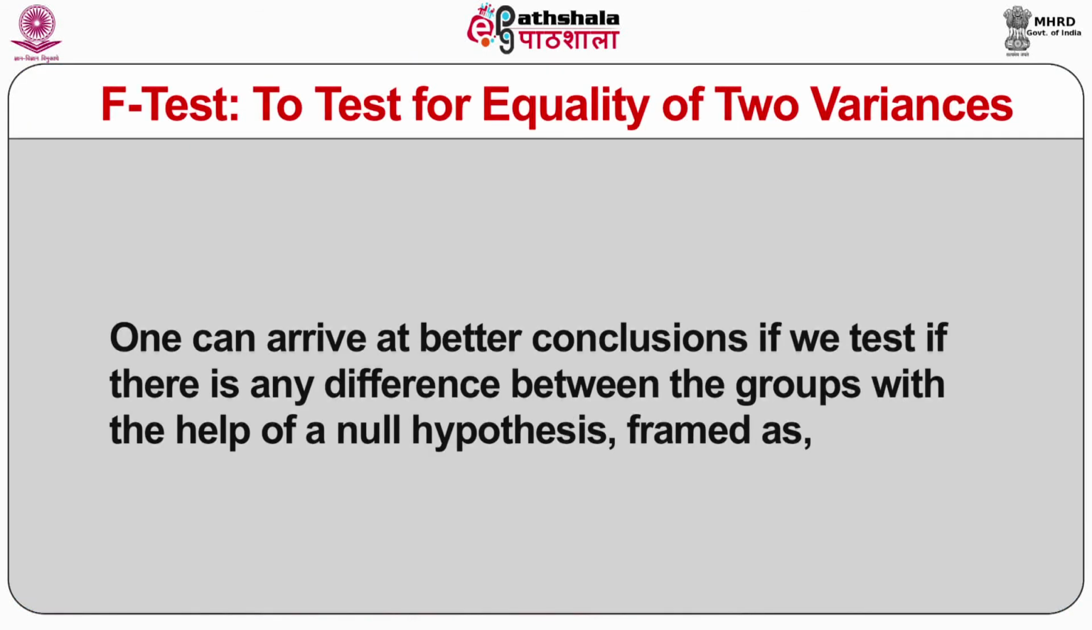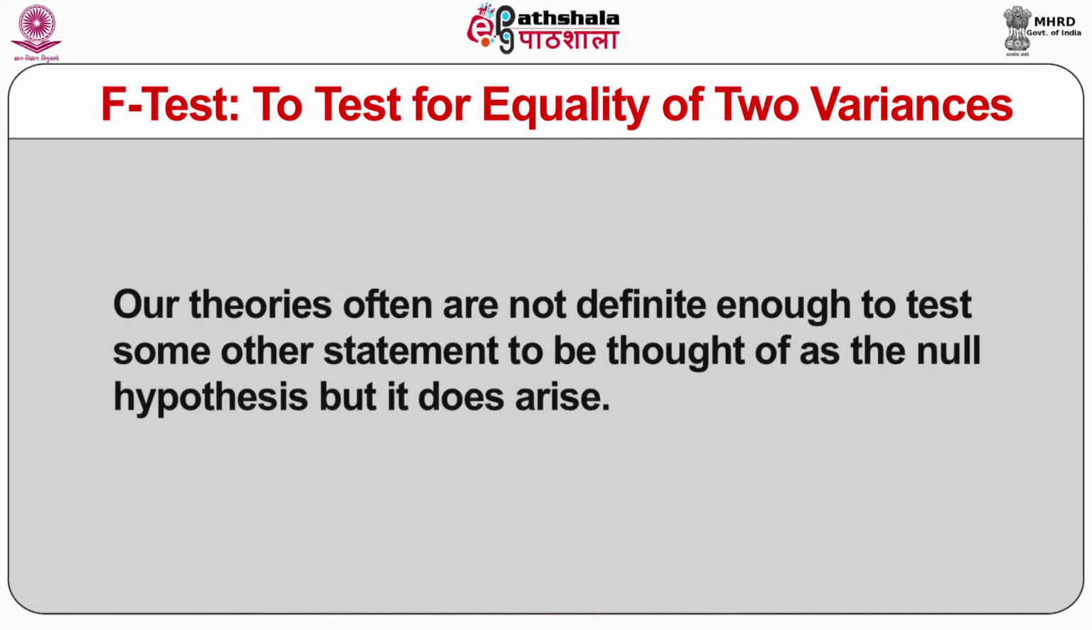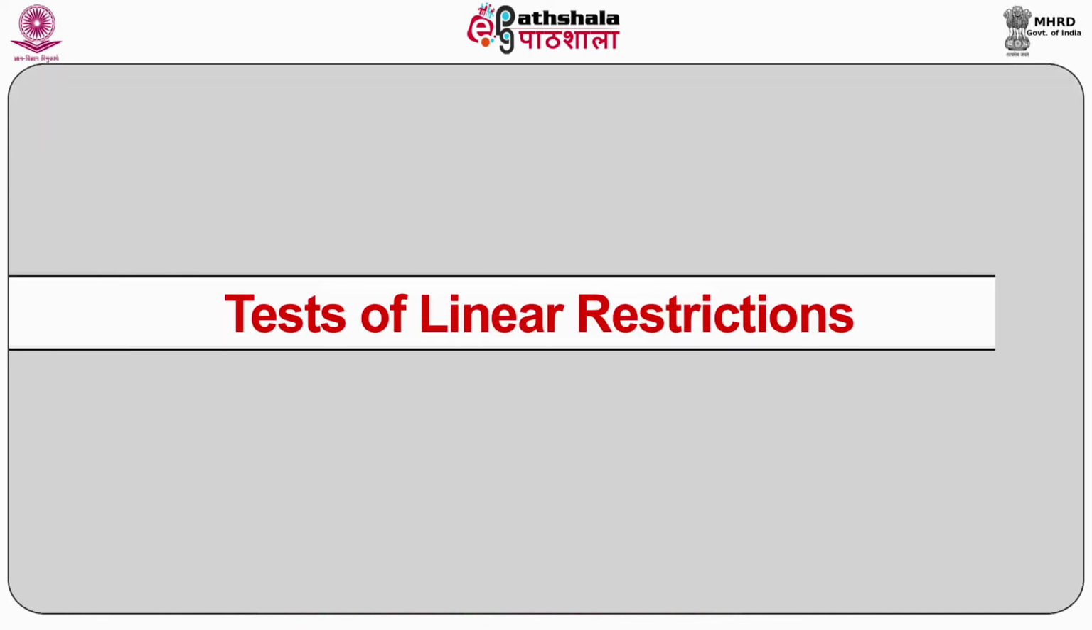One can arrive at better conclusions if we test whether there is any difference between the groups with the help of a null hypothesis, which is framed as: all of the religion coefficients are equal to 0. It is important to take note that we could replace 0 with any other number in our null hypothesis. Our theories often are not definite enough to test some other statement as the null hypothesis, but it does arise. The next is the tests of linear restrictions.